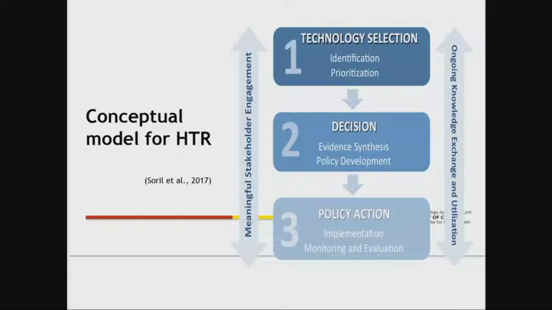You notice along the sides there's 2 foundational pieces, the first being meaningful stakeholder engagement, and the second being ongoing knowledge exchange and utilization. Both of these are crucial. They go top to bottom in this phase, and you need solid stakeholder engagement for this to be successful.